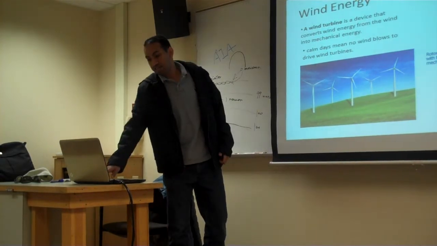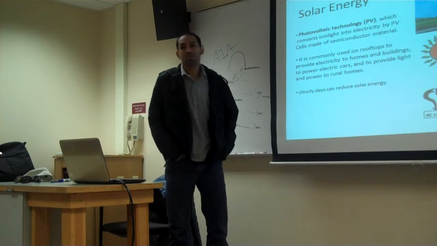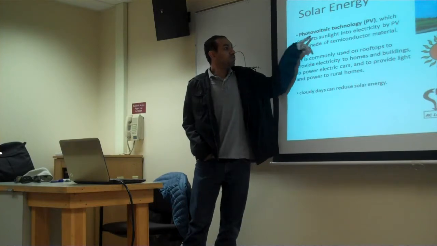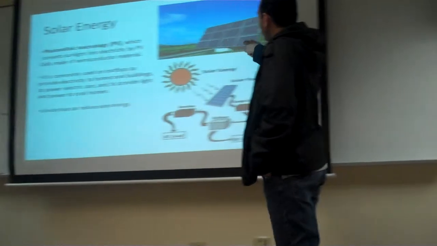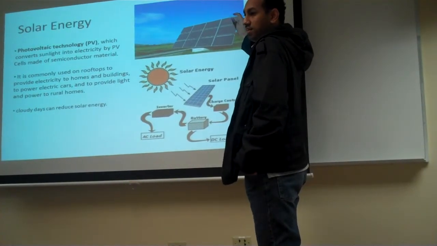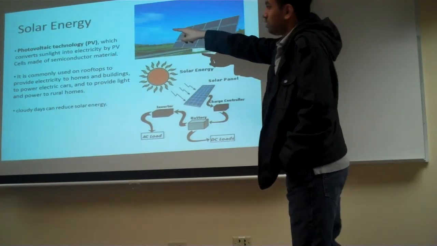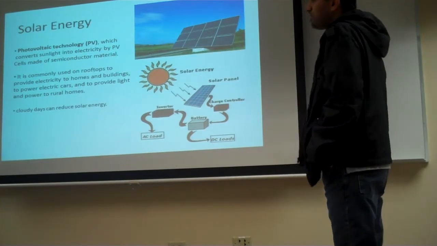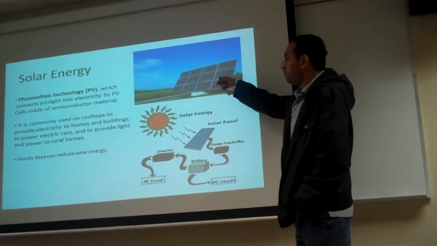The third one is solar energy. And solar energy is different. We don't use a turbine. We use a method called photovoltaic technology. In this solar energy, we use this method here: a small piece of semiconductor metal. We can put it here. It's called photovoltaic technology, which converts sunlight into electricity by using semiconductor materials.